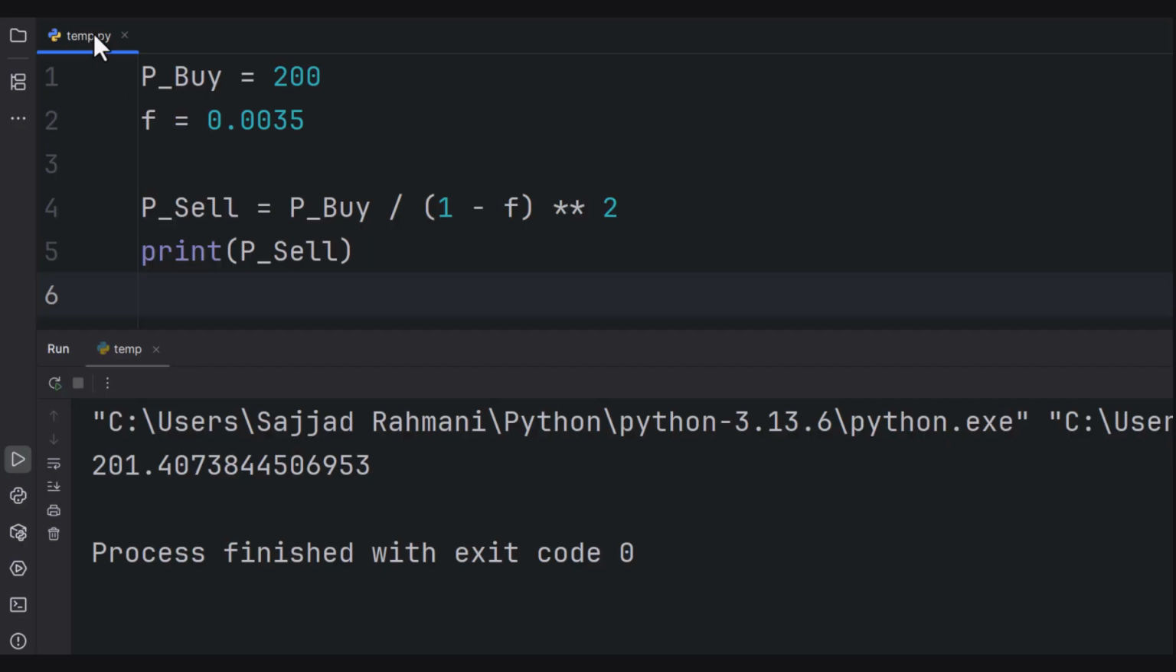For example, if P buy is 200 and the fee rate is this one, then in order to sell that asset and not lose anything, the break-even price should be P buy divided by 1 minus F to the power of 2, which for this specific example would be 201 point this number that you can see here. So this is the price at which you can sell, and if you sell at this price, you're not going to lose anything. This is the break-even price.